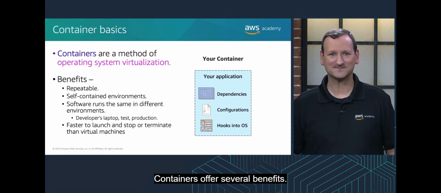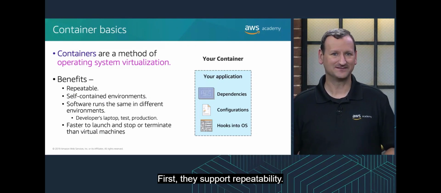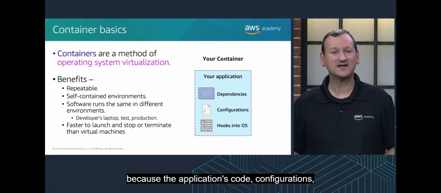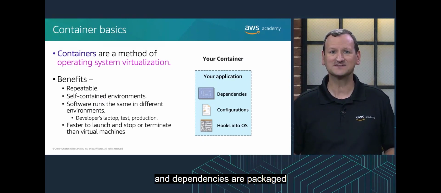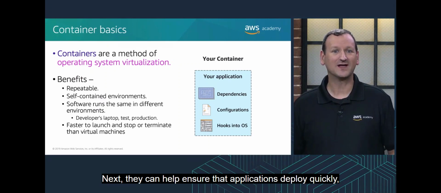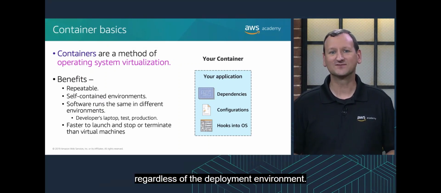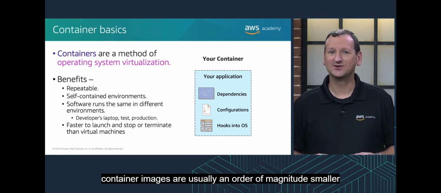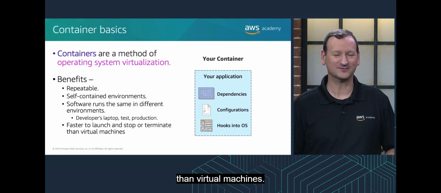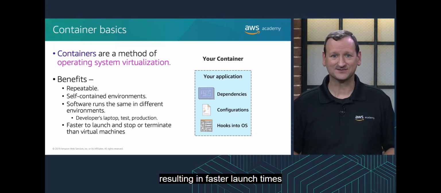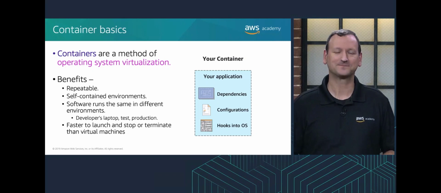Containers offer several benefits. First, they support repeatability. Additionally, containers deliver environmental consistency because the application's code, configurations, and dependencies are packaged into self-contained environments. Next, they can help ensure that applications deploy quickly, reliably, and consistently, regardless of the deployment environment. Lastly, in terms of space, container images are usually an order of magnitude smaller than virtual machines. Spinning up a container happens in hundreds of milliseconds, resulting in faster launch times than traditional virtual machines.